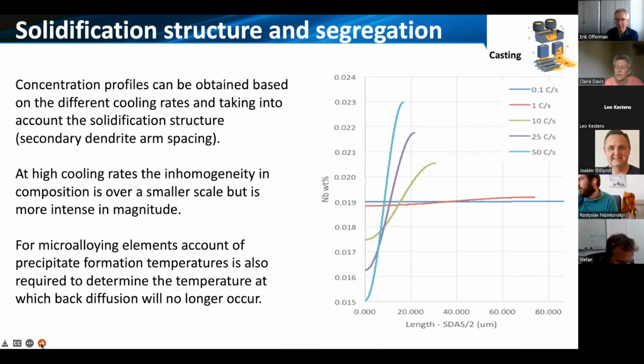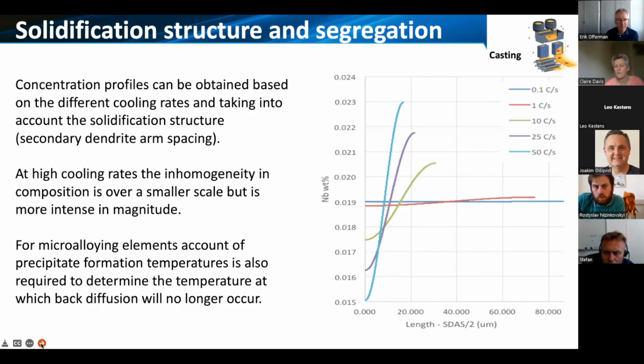And here we can see that as you go to faster cooling rates, so the 50 degrees per second, you have a much sharper segregation profile, but over a much finer length scale. And that's simply because there's less time at temperature for back diffusion to soften that segregation profile.